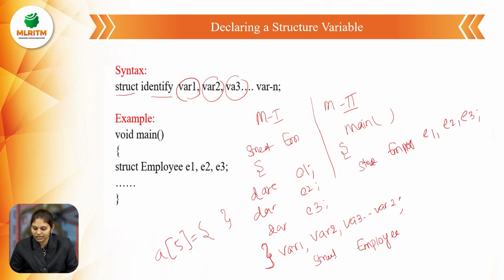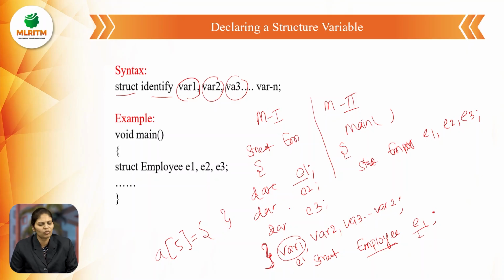The struct keyword is mandatory: struct employee and E1. Suppose variable 1 is E1, so I create the employee variable E1. So struct employee E1 creates the data type employee, and the variable of that data type is E1. Use either method 1 or method 2. In the main function you can create the variable, otherwise you close the struct and declare the structure variable in this manner.